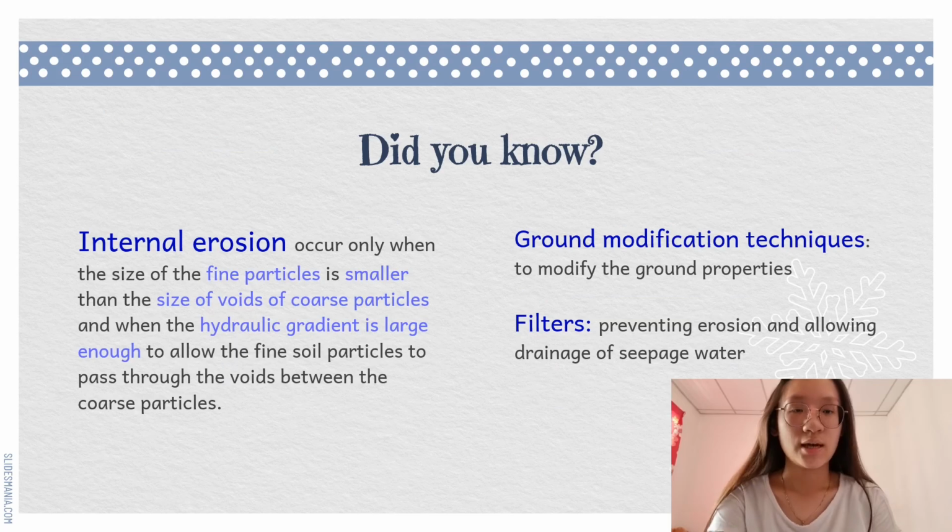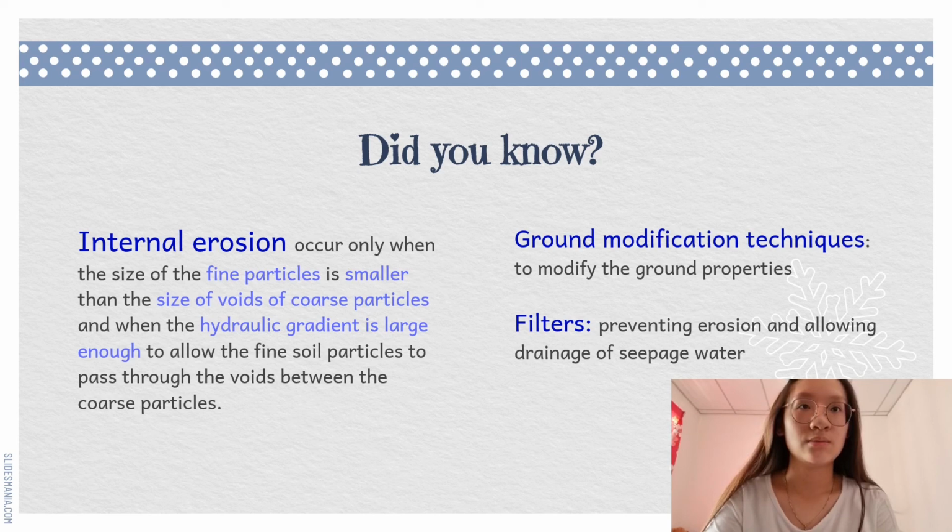Throughout this project, I got to know that internal erosion occurs only when the size of the fine particles is smaller than the size of voids of coarse particles, and when the hydraulic gradient is large enough to allow the fine soil particles to pass through the voids between the coarse particles. And there are some ground modification techniques to modify the ground properties. And I got to know that filters are important in preventing erosion and allowing drainage of seepage water.